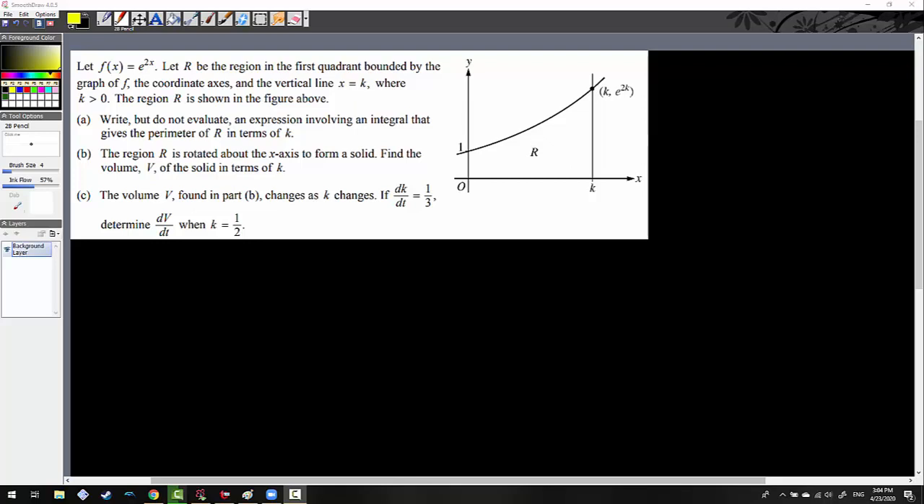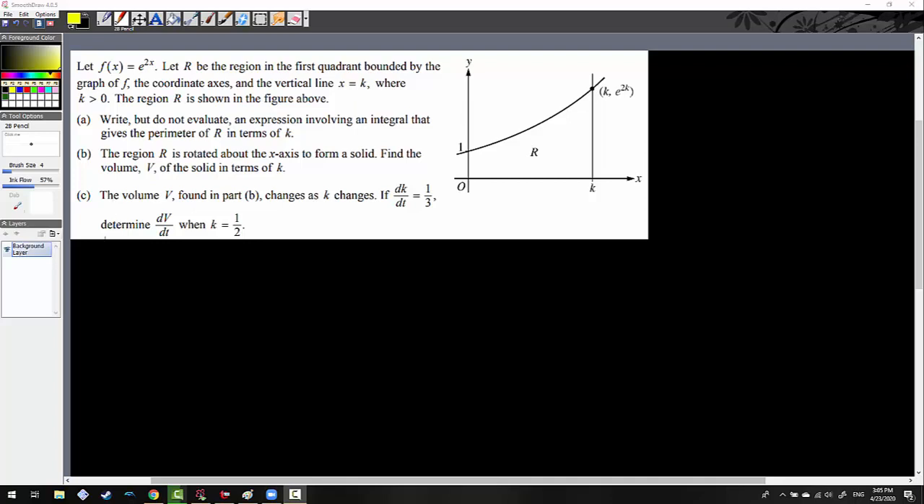In today's episode, we will be discussing the 2011 Calculus BC exam, question number 3 from the non-calculator portion. The problem reads, let f of x equal e to the 2x. Let R be the region in the first quadrant bounded by the graph of f, the coordinate axis, and the vertical line x equals k, where k is greater than 0. The region R is shown in the figure above.